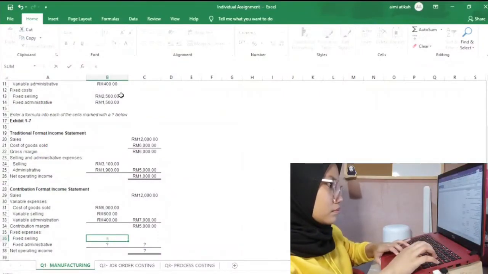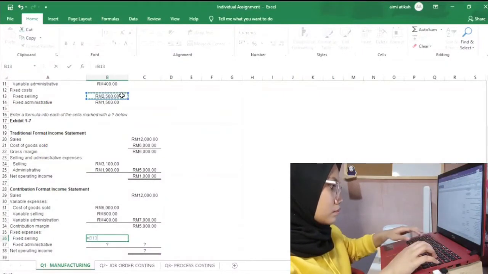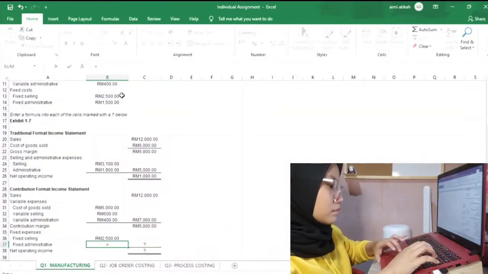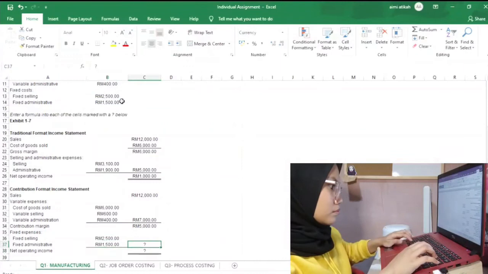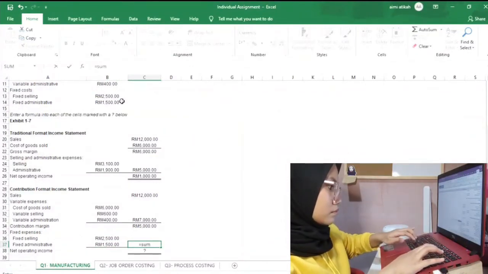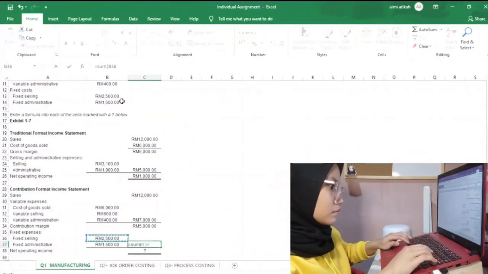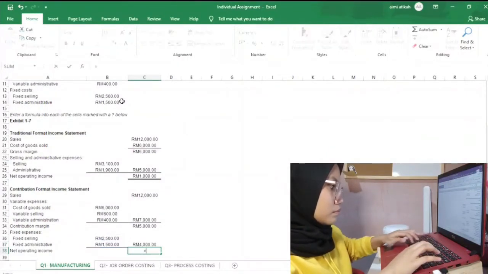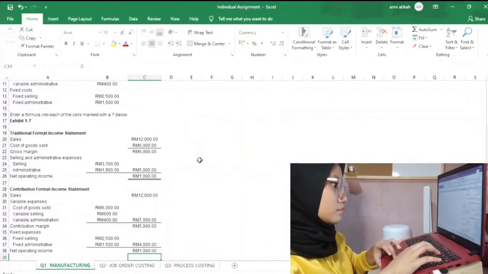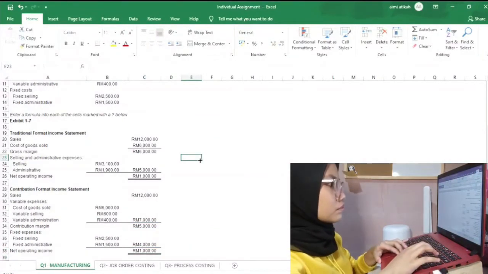And for fixed selling, I will take the amount of fixed selling, and for fixed administrative, I will take the amount of fixed administrative. And I will sum both fixed selling and fixed administrative. Then I will take contribution margin minus the total of fixed expenses to get net operating income.